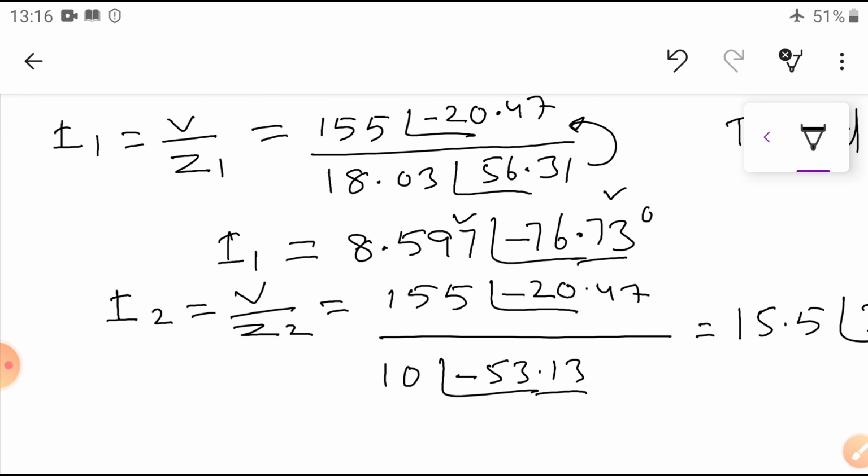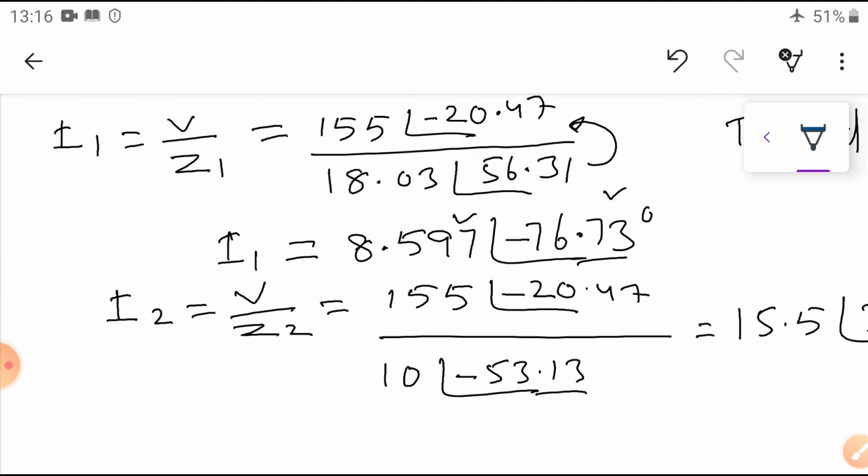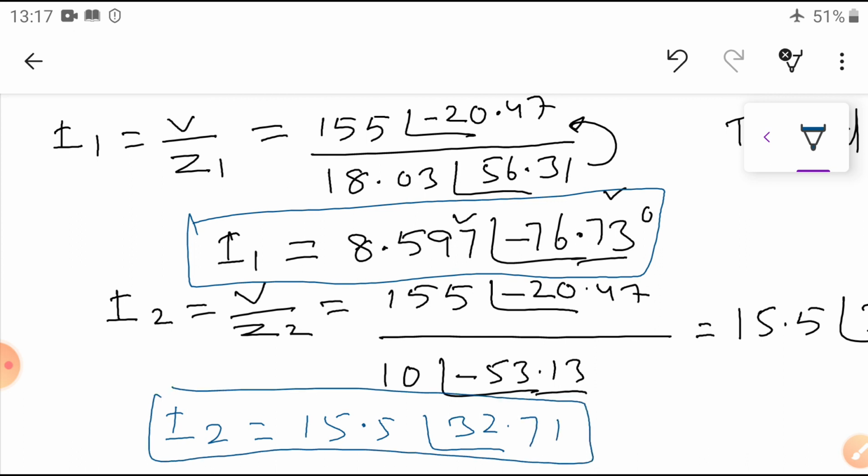What is the current? I1, I got it from this one, and similarly I2 is equal to 15.5 at an angle of 32.71, current in amperes. They are also amperes. Got it. So I1 and I2 I know.